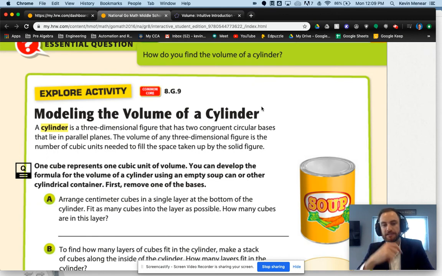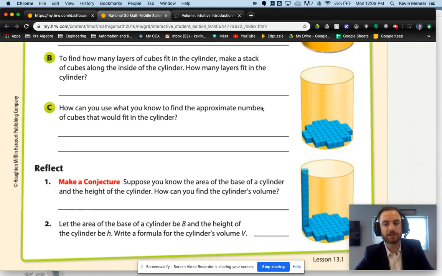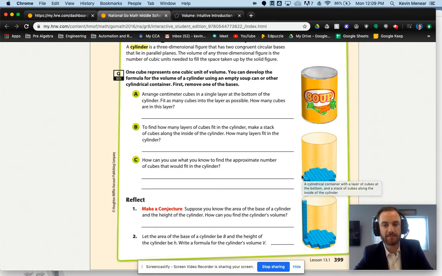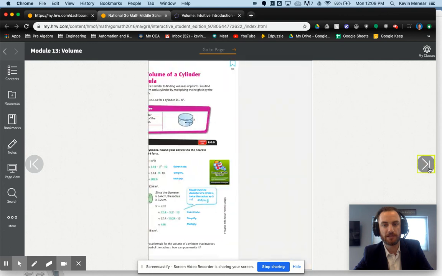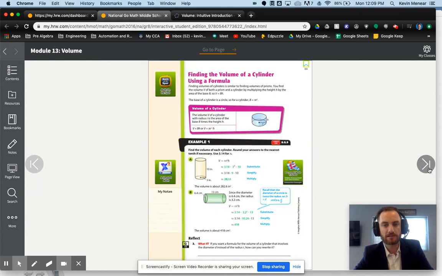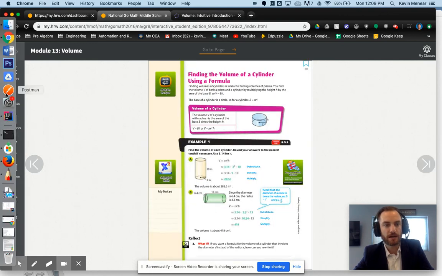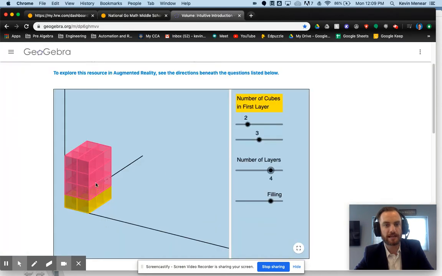How do we do this? Well, if you follow along with the book, it says, hey, put a bunch of cubes in there and then add them up and stack them up and see how many stacks of cubes there are going to be. Okay, well, that's one way to do it. But let's go back to our GeoGebra example and let's take a look at this, okay? I'm going to bring my height back down to 1.